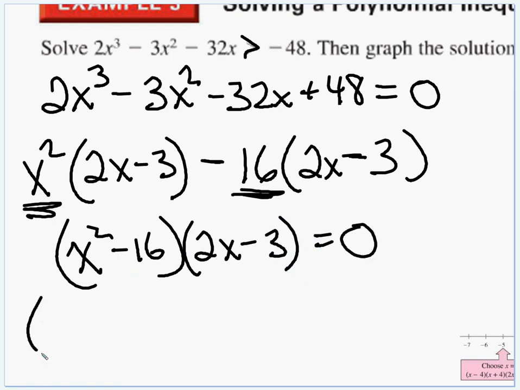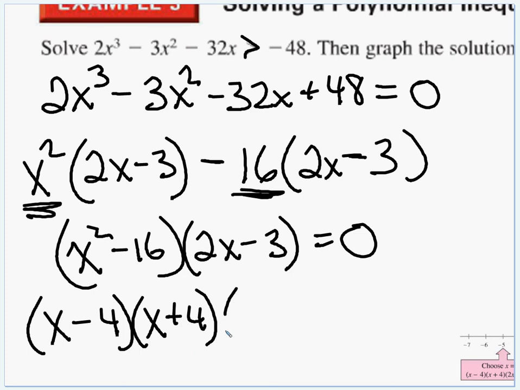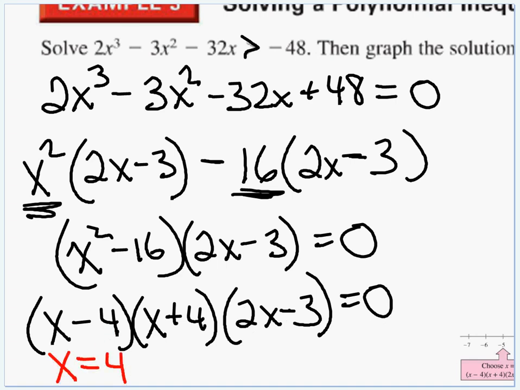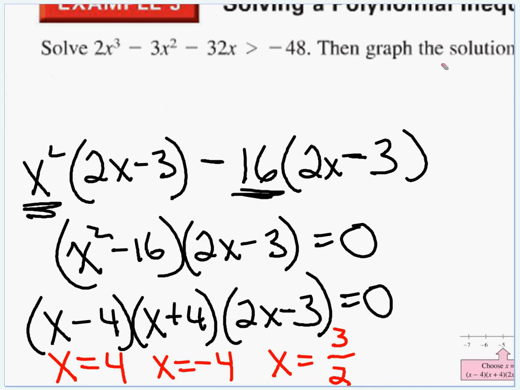Let's factor the x squared minus 16. We could set it equal to 0, but we could also factor it into an x plus and minus 4. And then we've got 2x minus 3 equal to 0. Okay, so here, if we set this one equal to 0, we'll get x is 4. And the one in the middle, we'll get x is a negative 4. And for the last one, to get x alone first, we're going to add 3 and then divide by the 2. So in this case, we have 3 key numbers, which means we'll have 4 intervals.